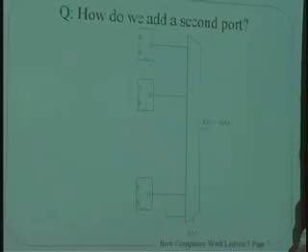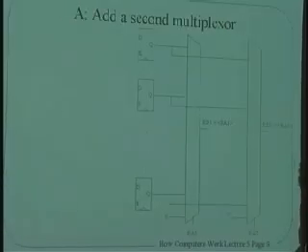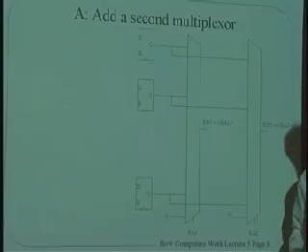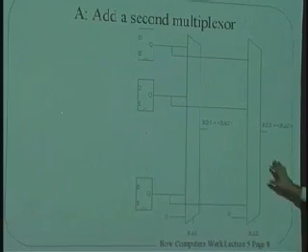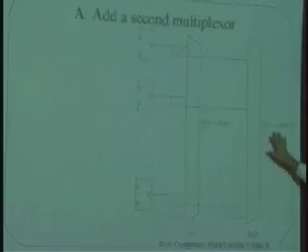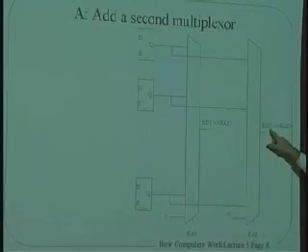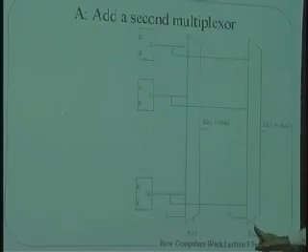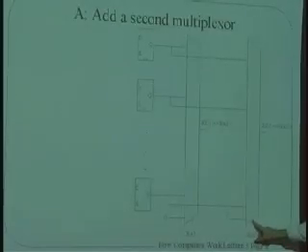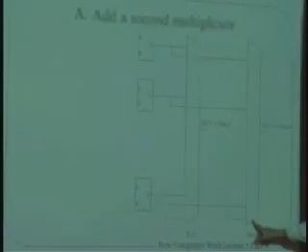Okay, how do we add another port to this thing? Easy. Put in another selector. So over here on the right, we have the selector for RD2. And so into this input over here comes RA2, the second address that we're trying to look at.